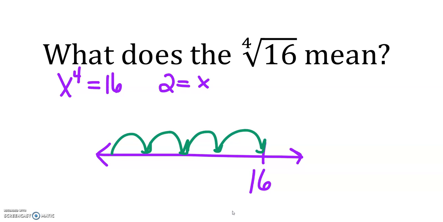So what number do we have to count by to get to 16 by taking 4 steps? Now, remember, normally when we think of counting, we're adding, right? We're adding 2 every time that we count. But this time, because we're doing exponents, we're multiplying every time. So what number do I have to multiply? Well, I have to multiply times 2, times 2, times 2, times 2 to get to 16. So what's the fourth root of 16? Well, it's 2.